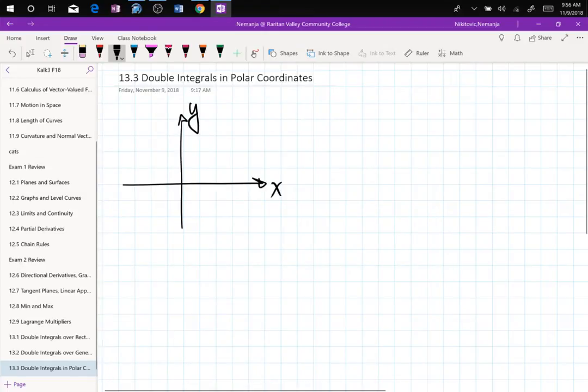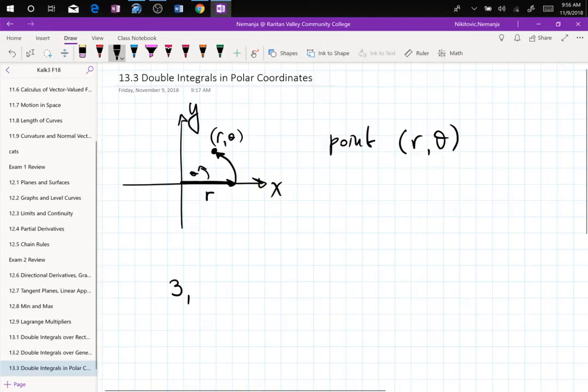If you remember, a polar coordinate point is given with r comma theta. So to reach a point, you would first stretch radius r, and then you swing that radius angle theta to reach the point r theta. So it's supposed to graph 3 and pi over 6.